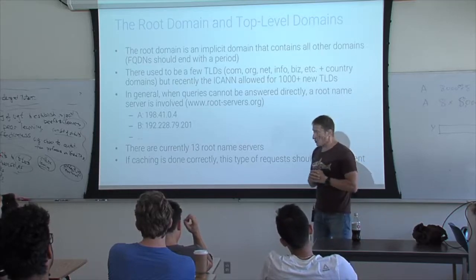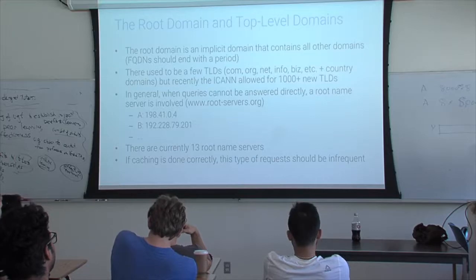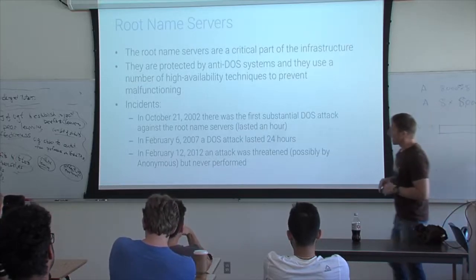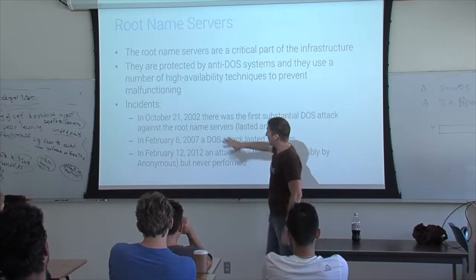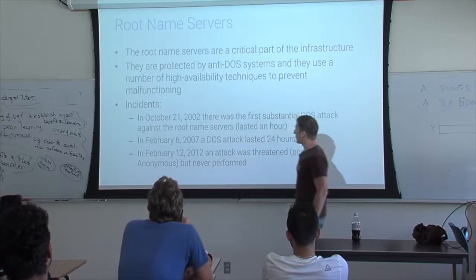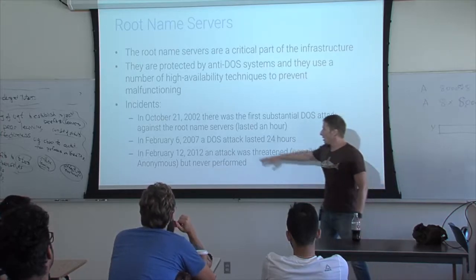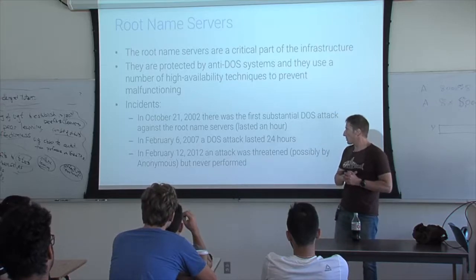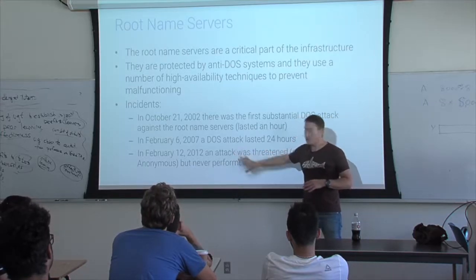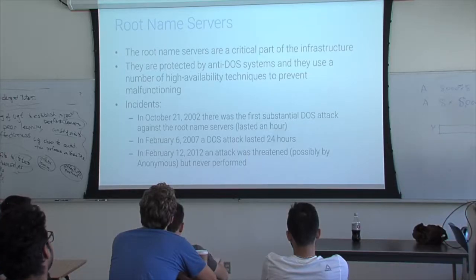But a lot of super weird domain names. As I said, the root name servers are super protected. There were a few incidents in October 2002. There was a big DoS. Another one they had in 2007, and in 2012. There was a threat, I think by Anonymous, but I think that was never actually carried out.